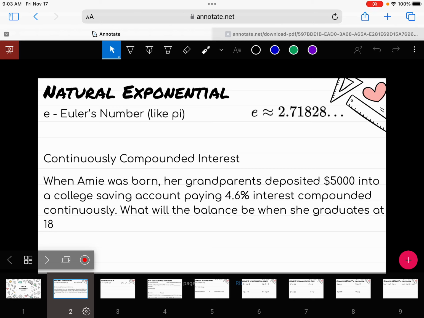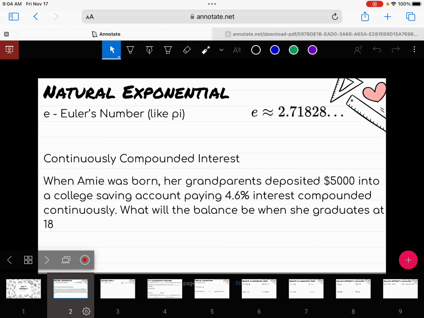So E is a number, a mathy number. It's like pi. It's an irrational, never-ending number. That's a button on the calculator. You don't need to memorize what it is. We don't use it near as frequently as pi, where most of us have it memorized at least to 2 or 3 decimal places. But E is a button on the calculator, and mostly it's used in things like logarithms and in compound interest.